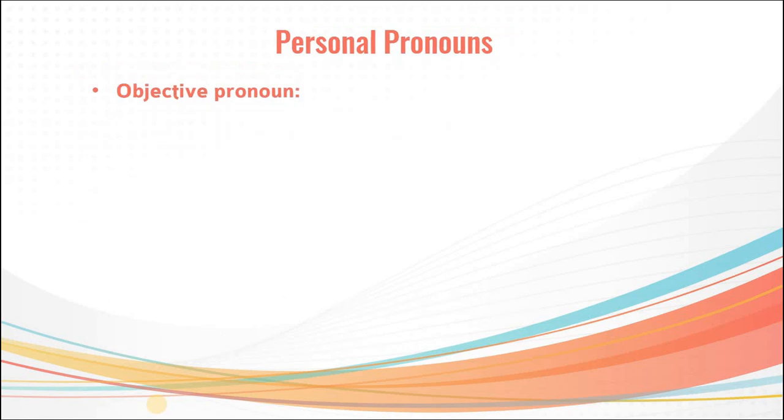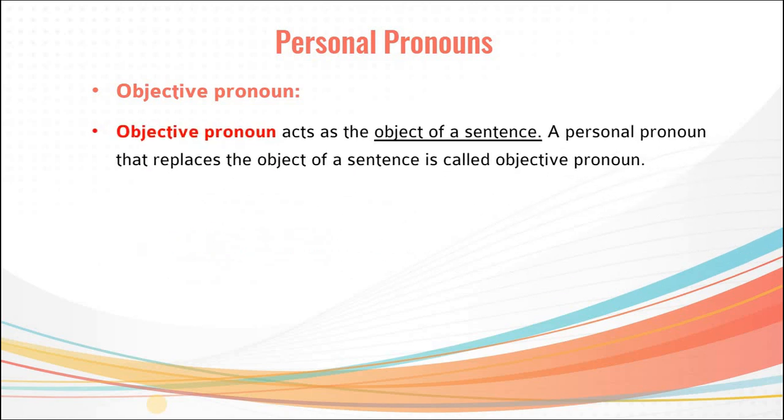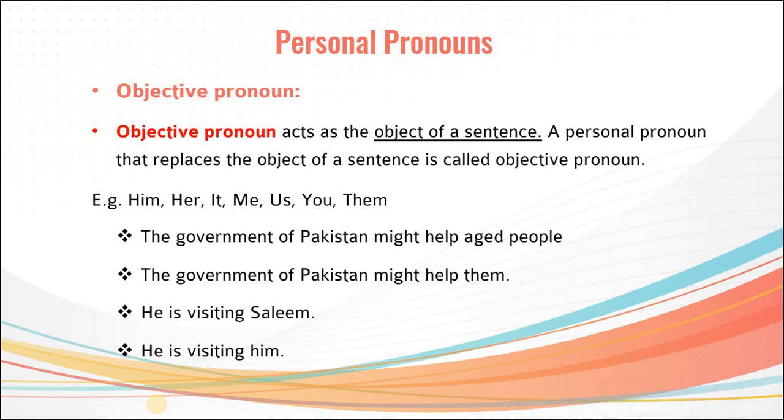Now personal pronoun number 2, objective case. What's the objective pronoun? Just like a pronoun that replaces a subject in a sentence is called a subjective pronoun, the same is the case here. A pronoun that replaces the object in a sentence is called the objective pronoun. An objective pronoun acts as the object of a sentence. It's a type of personal pronoun that replaces the object of a sentence. For example, him, her, it, me, us, you, them.